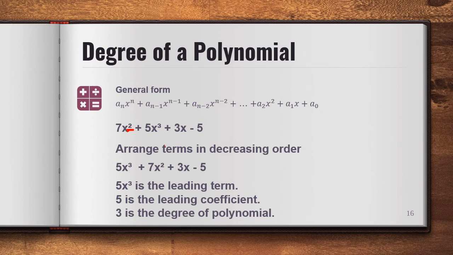So 5x cubed here is the leading term. When we say leading term, it is the first term. Next, 5 is the leading coefficient, or the first number with variables. Next, 3 is the degree of polynomial. When we say degree of polynomial, it is the exponent of your final answer. So 3 is the degree of polynomial.